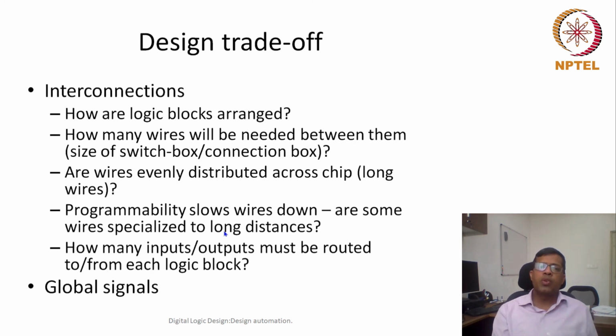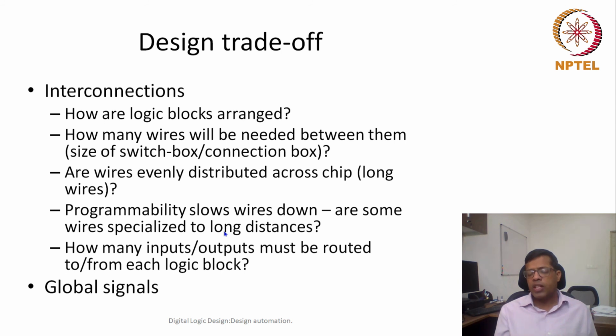Okay, so similarly for interconnections, the choices are even more difficult, even more varied. For example, how logic blocks should be arranged, whether they should be arranged in a 2D fashion or whether they should be arranged in a single line, how many logic blocks in each row or column, and how many wires should be there. In one of the previous slides we have talked about horizontal wires and vertical wires. How many horizontal wires should be there, how many vertical wires should be there? That also determines what is the size of the switch box or connection box we would like to have.